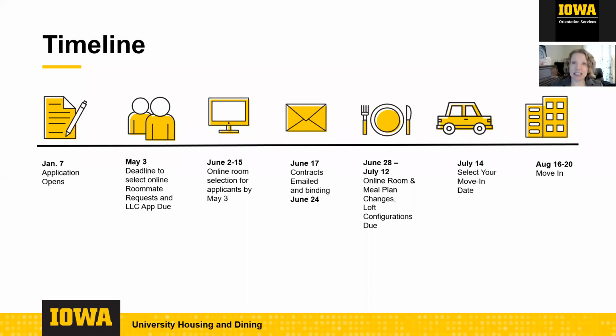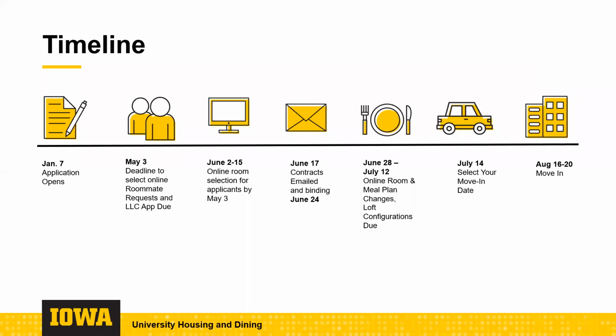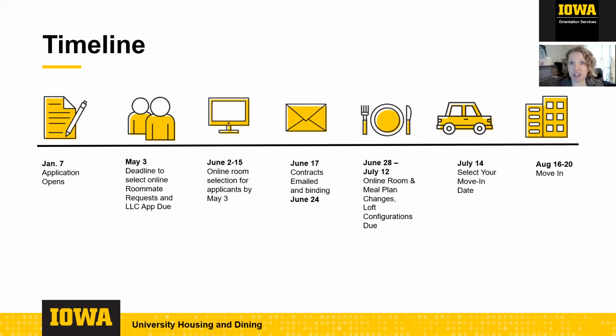On June 17th, we will email all of you a copy of your housing contract, and that will become legally binding on June 24th. June 28th through July 12th is when we will allow for room changes and meal plan changes over the summer. And it will also be when your loft configurations will be due, July 12th, so that way we can have your bed all set up for you prior to your arrival.